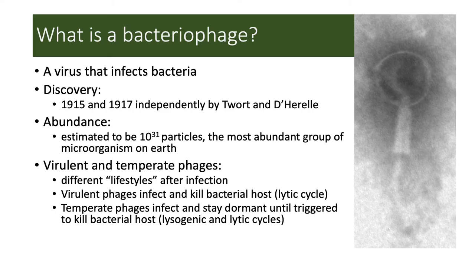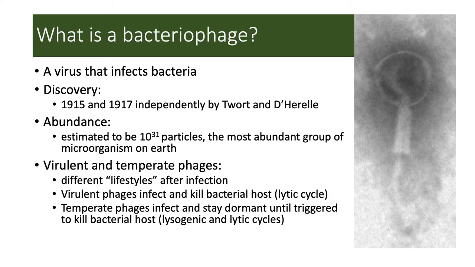Phages can be broadly categorized into virulent or temperate phages, and this categorization refers to the different lifestyles that they have after they've infected the bacterial host cell. Virulent phages will infect and kill bacterial cells immediately, and they do this through a lytic cycle. Temperate phages, on the other hand, will infect a bacterial host cell, and thereafter can stay dormant until triggered to kill the host cell. It achieves being dormant through what we call a lysogenic cycle, and then when it is triggered, it will kill the bacterial host cell through a lytic cycle.